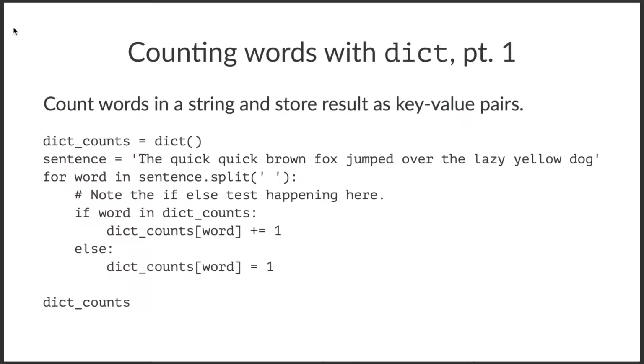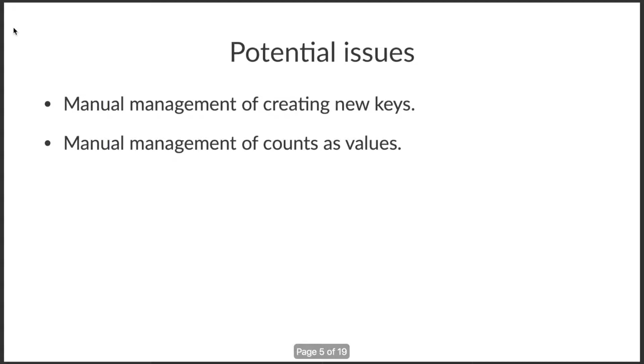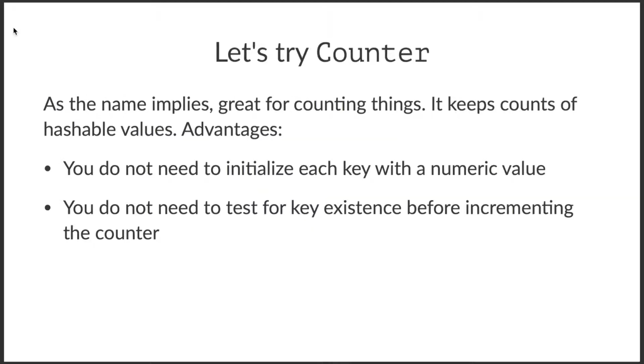But if we just look at the number of lines in there, everything underneath the 4 is pretty much just dealing with the dictionary. So of course, the potential issues are your manual management of these things, which in this case isn't necessarily that big of a deal, although sometimes it's nice to shorten up code, if not just for readability, but also a couple less lines to maintain. So then this brings us to Counter.